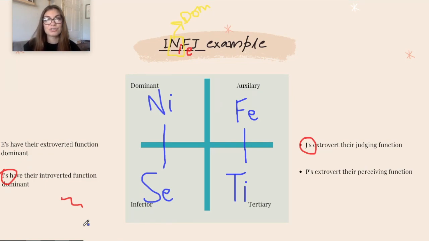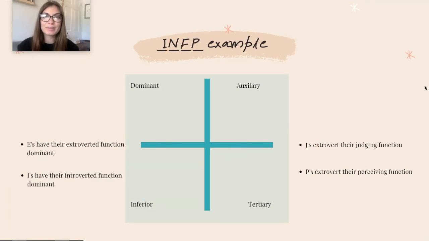Their tertiary function is introverted thinking, and their inferior function is extroverted sensing. Okay, so now we're going to try this again with the INFP. You'll notice we only changed one letter. They're both INFs. We just did the INFJ. Now we're going to do the INFP.